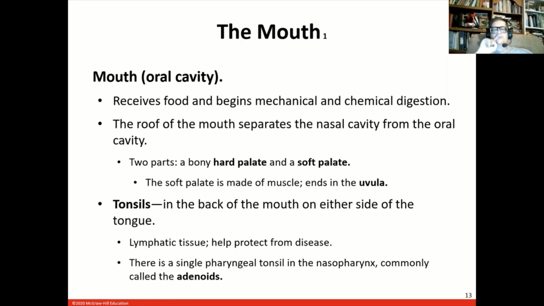And there are two parts. Close to the teeth, we have the bony hard palate. And if you push your finger back far enough, it stops feeling hard. That's because there's a soft palate. The soft palate, there's still a divider, but it's muscle with no bone there. And it ends at that part that you see in all the cartoons that hangs down.